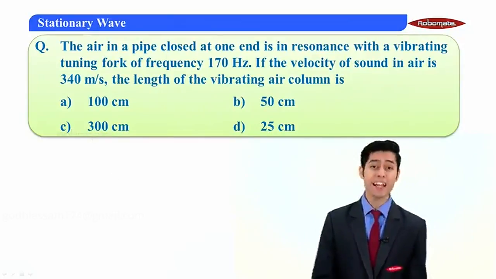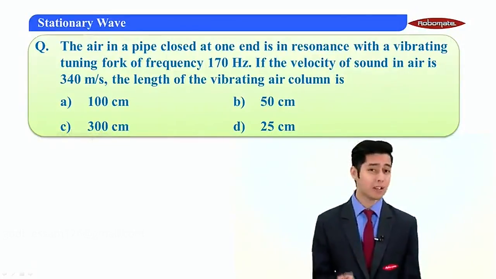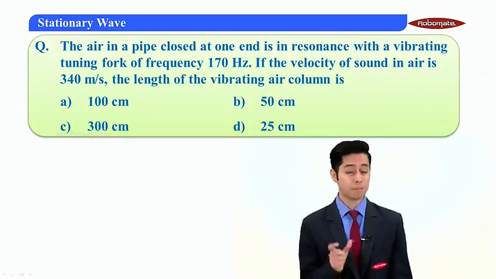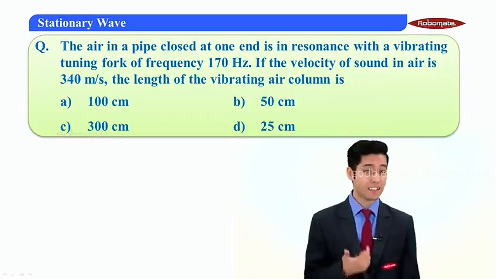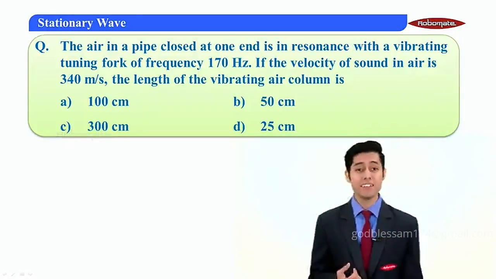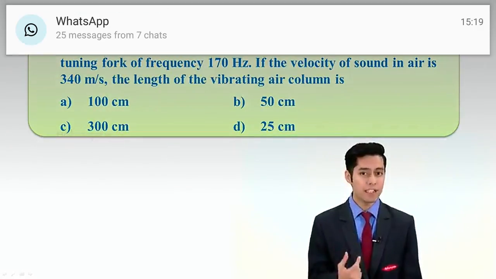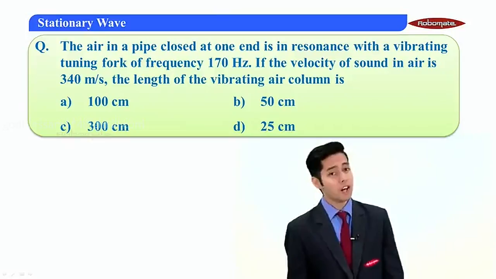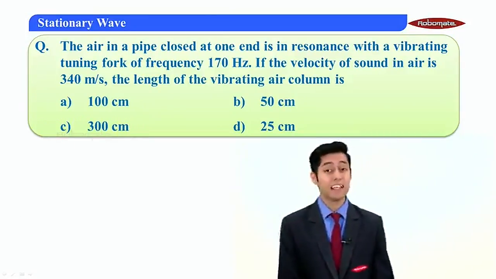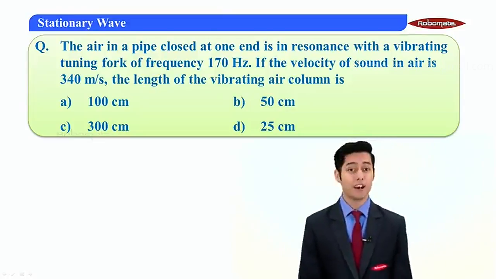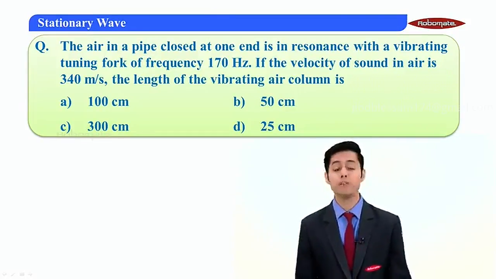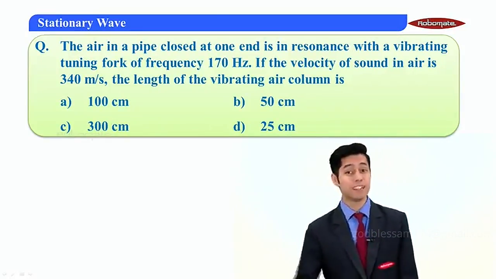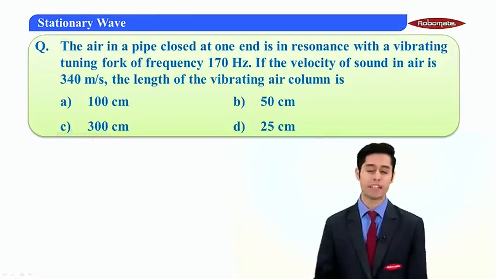It says the air in a pipe closed at one end is in resonance with the vibrating tuning fork of frequency 170 Hz. So there is a pipe which is closed at one end. It is in resonance with the tuning fork of frequency 170 Hz. So can I say that frequency of the pipe that is closed at one end is actually 170 Hz? The velocity of the sound in air is given as 340 meters per second. The length of the vibrating air column is, so I need to find out the length. The options which are given are 100 centimeter, 50 centimeter, 300 centimeter and 25 centimeter.